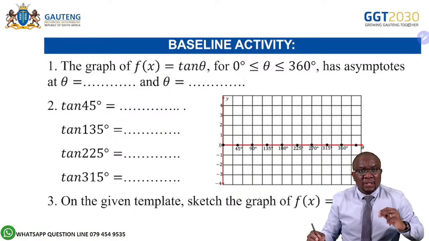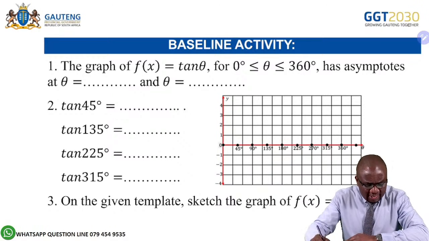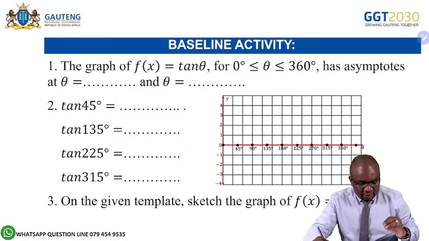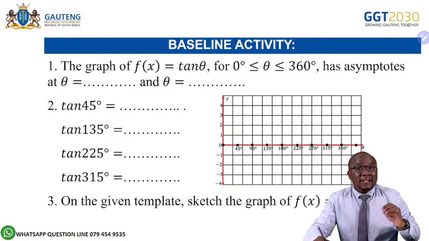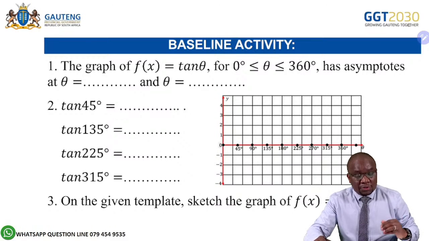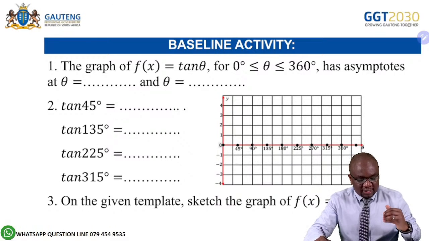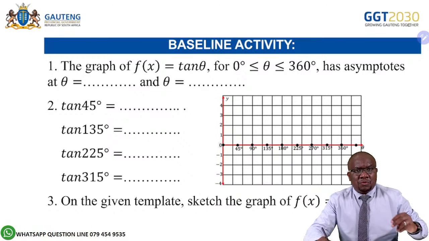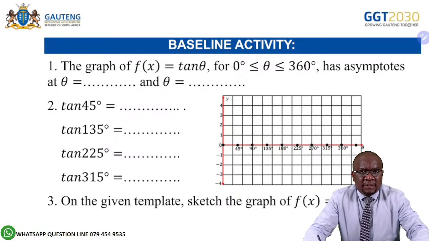Where are they? We answer that, and then question 2, you find the values of tan 45, tan 135, tan 225, tan 315 degrees. And I'm going to tell you why we chose these angles, 45, 135, 225 and 315. Okay, let's do question 1 and 2 for 3 minutes.